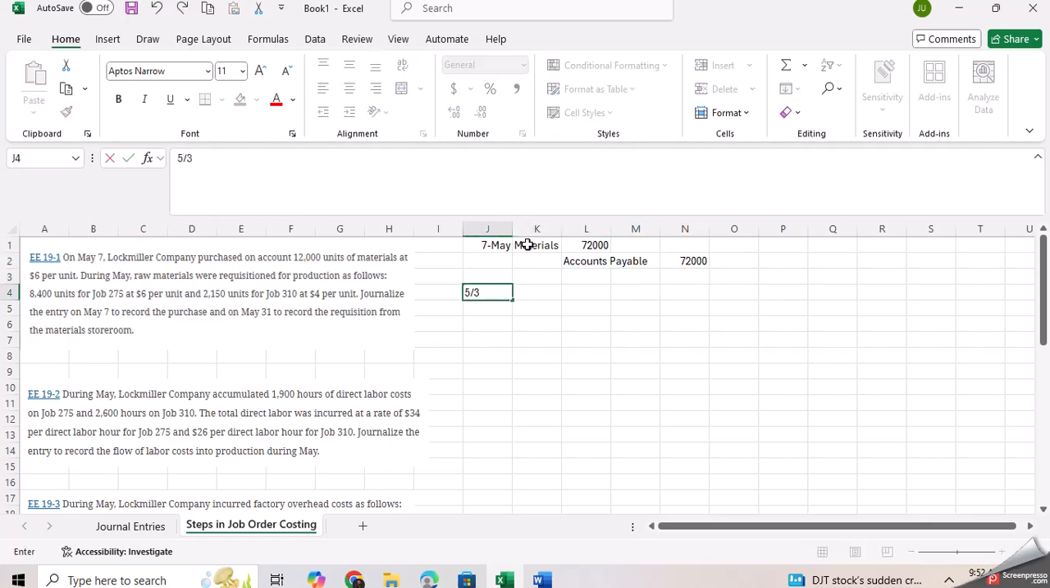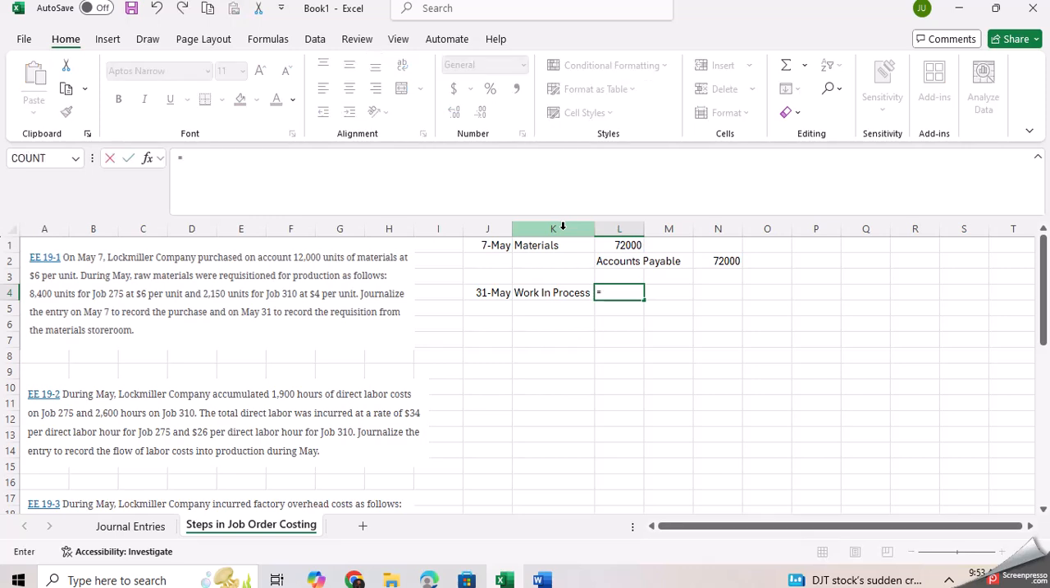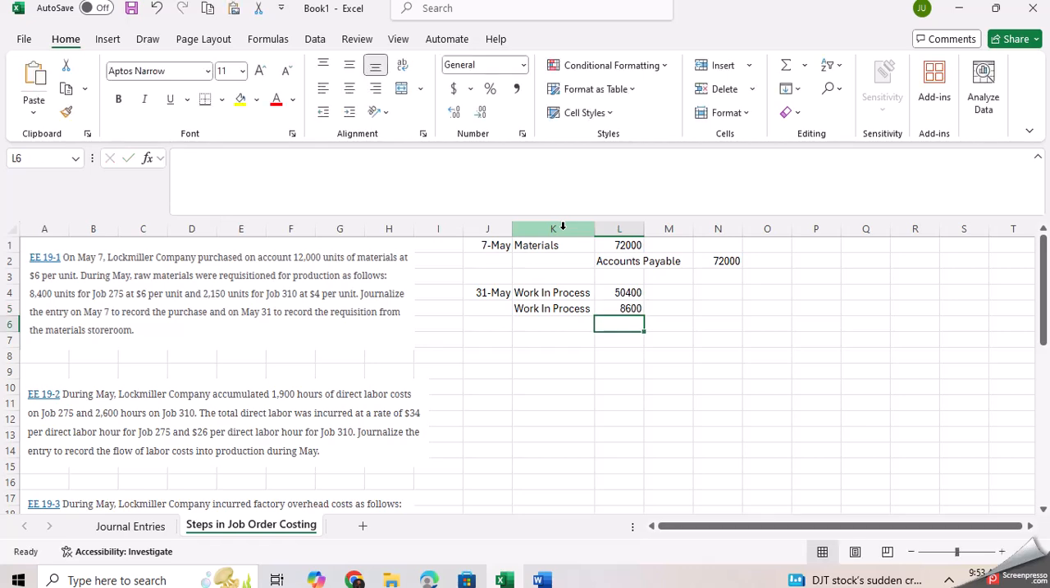Okay, then on the 31st, we're going to take it out of materials and put it into work in process. And then it's going into work in process to these two different jobs. So 8,400 units at $6 a unit. And then it's going to go to the other job at 2,150 units at $4 a unit. And then it's going to come out of materials.